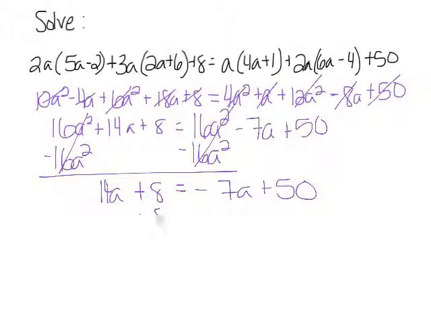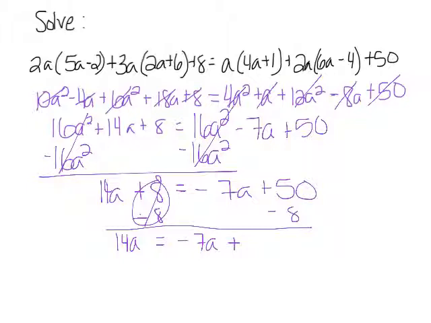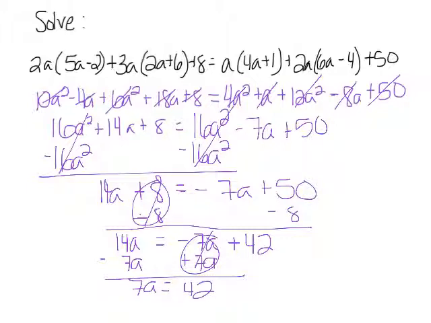So I'm actually going to subtract 8 from both sides. There's my 0 pair, so I get 14a equals negative 7a plus 42. I'm going to add 7a to both sides, and I get 7a equals 42, and so when I divide by 7 on both sides, a has to equal 6.